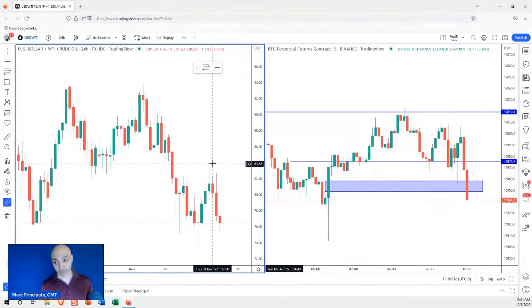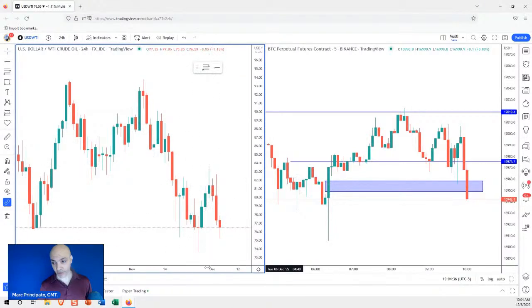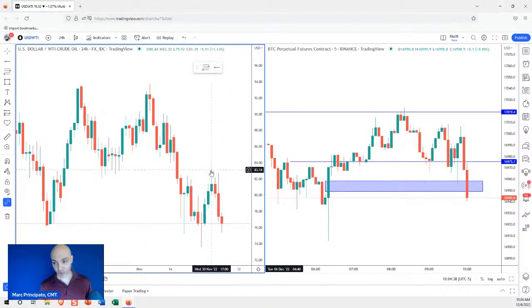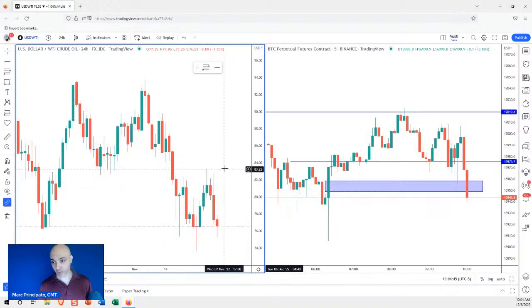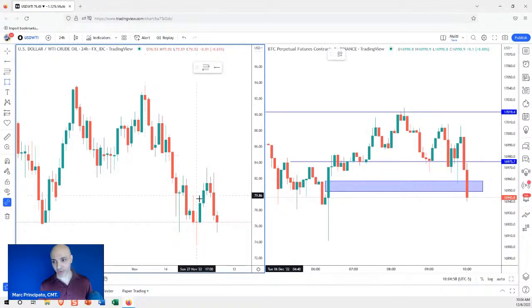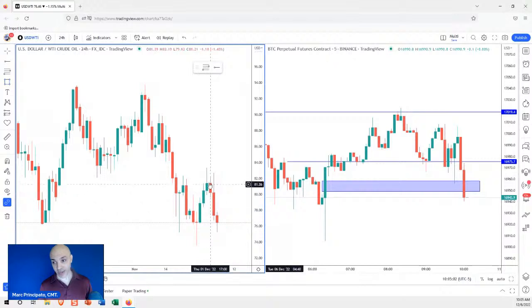Which, that's not a lot. Well, for oil, it is. We're talking about the CFD or the futures contract. So if you have a couple of contracts on, this equates to a lot of money. Is it $10 per point or whatever? It moves in pennies, right? It's highly leveraged.